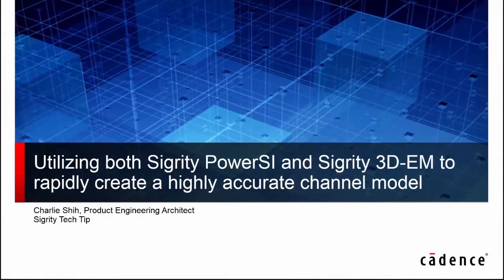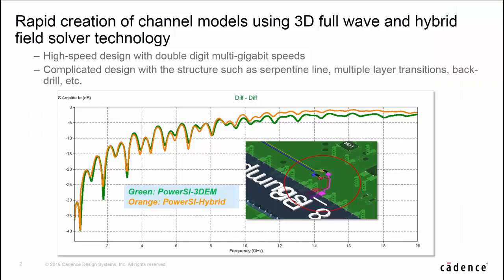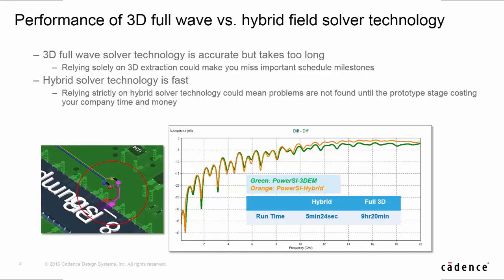In many cases, PowerSI can provide a very good accuracy model compared with 3DM. In this demo case, we see there is a need to switch from PowerSI to 3DM for a higher accuracy model due to 3D structure, especially at higher frequency area. Let's look at the performance of 3DM versus PowerSI hybrid solver. In this demo case, PowerSI only takes 5 minutes and 20 seconds, but 3DM takes 9 hours and 20 minutes to get a differential pair S-parameter.